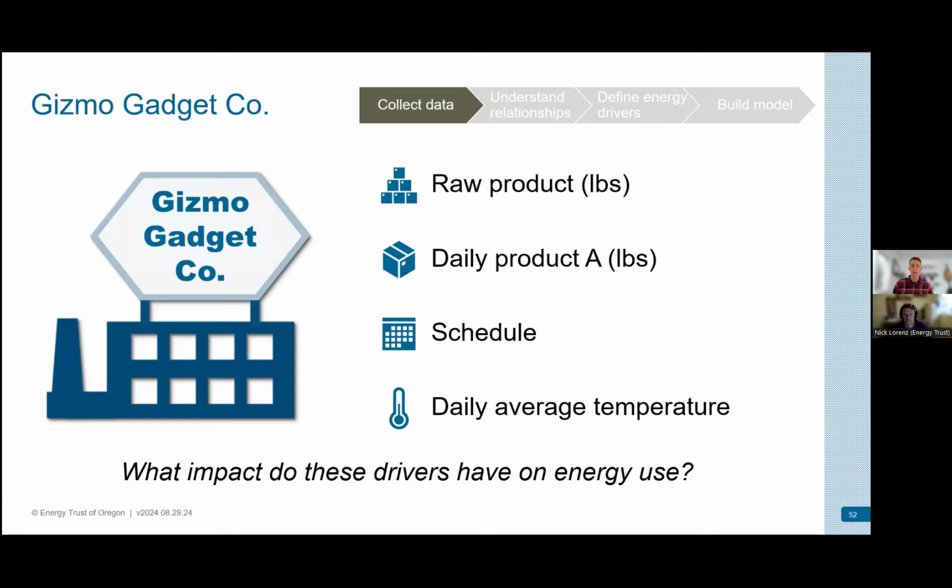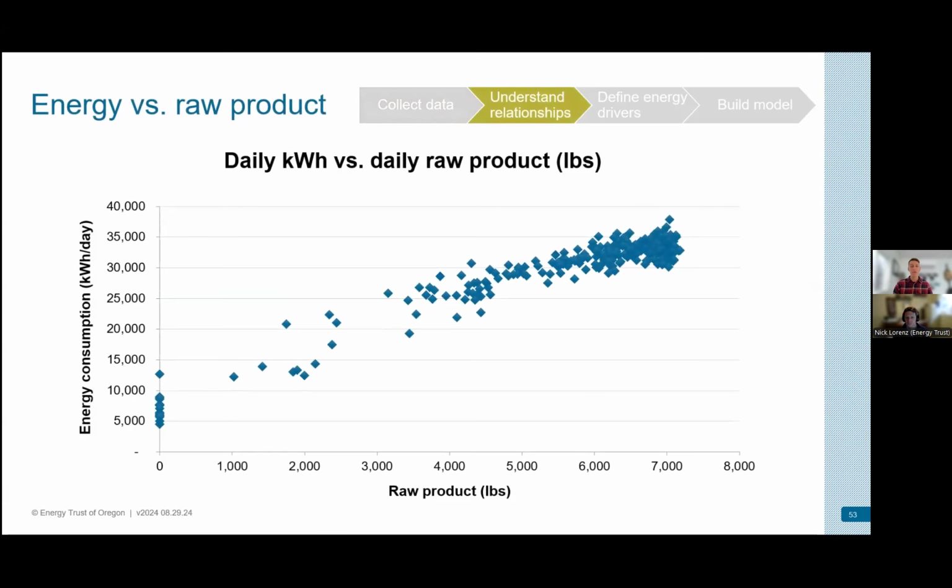Now that we've collected some of the data, the next step in the process is to understand relationships. To do that, one of the first things we like to do is to just chart the data. What we're looking at here, we call a scatter plot. So I'll turn on my laser pointer.